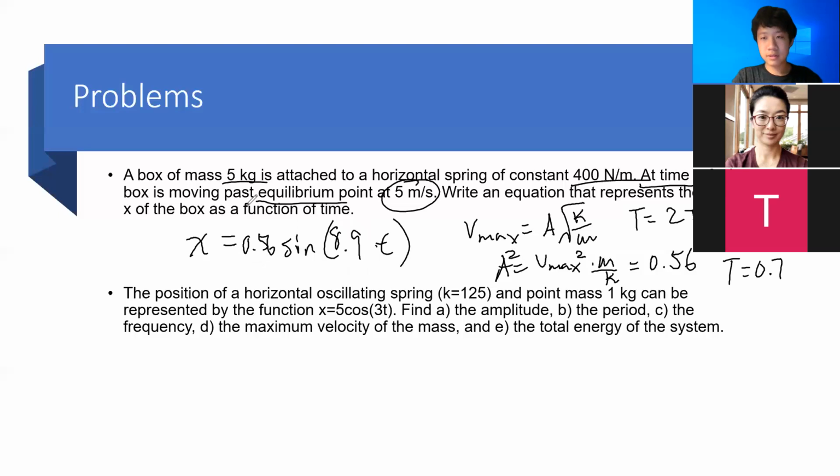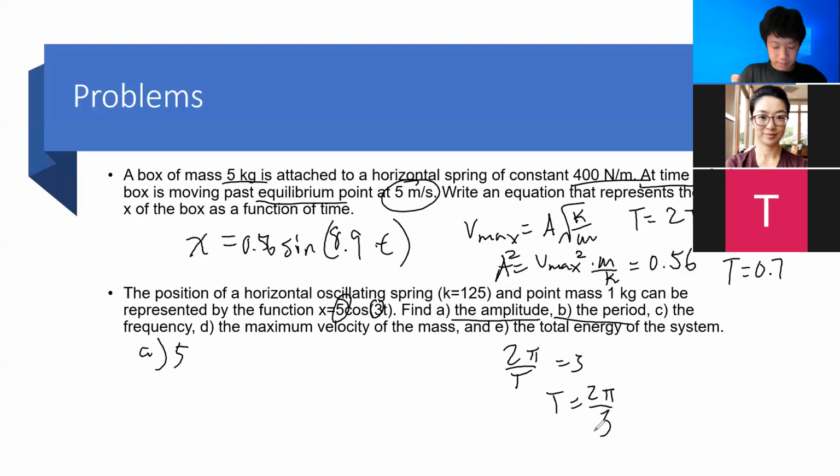All right. Next one is very similar. We're just going to do it in the opposite direction. So we want to find the amplitude. The amplitude is this value, right there. So A is 5. The period: well, 2 pi over T is 3, so T is 2 pi over 3. That's going to be 2.1. B, 2.1. The frequency is just the reciprocal of 2.1, which is 0.48.